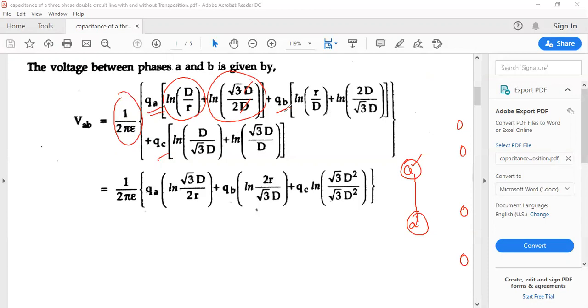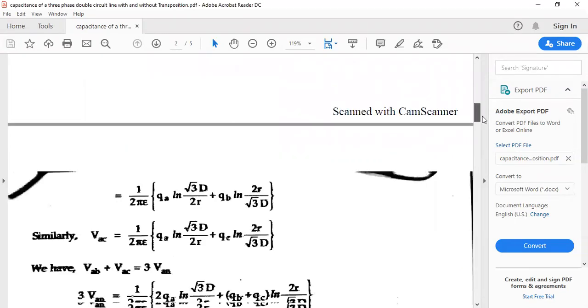And for the other terms of the charge with respect to B phase, it can be written as QB ln of R by D plus ln of 2D divided by root 3 into D, plus the other term QC ln of D divided by root 3 times D plus root 3D divided by D. So this is what you can highlight here for QA, QB and QC. Once you have all these terms written, you can neglect certain terms, and those things can be highlighted in the next part of the derivation.